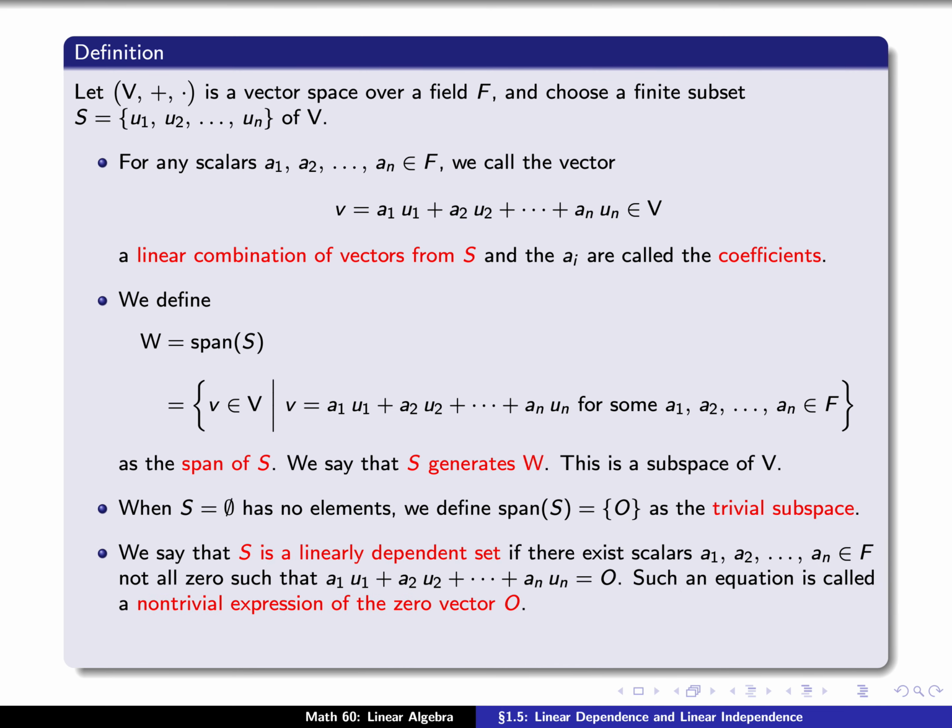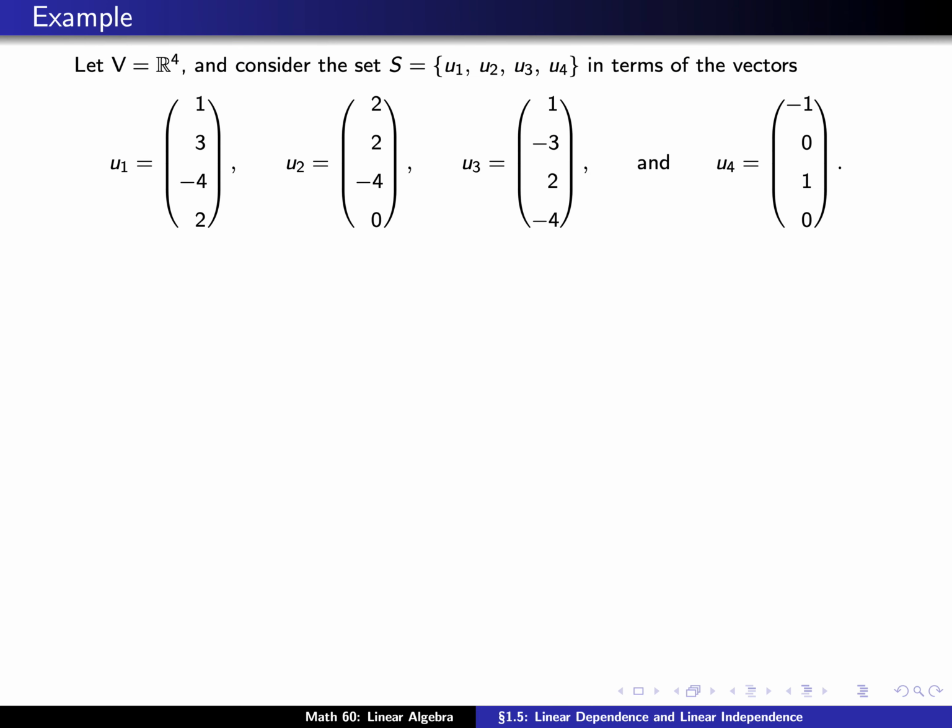We say that S is a linearly dependent set if there exist scalars a1, a2 through a sub n, not all 0, such that the sum a1 u1 plus a2 u2 plus an u sub n is equal to the 0 vector. Such an equation is called a non-trivial expression of the 0 vector. If we cannot find scalars, not all 0, such that this is the case, then we say that S is a linearly independent set. Let's try to work through an example of this to get a better idea of what this says.